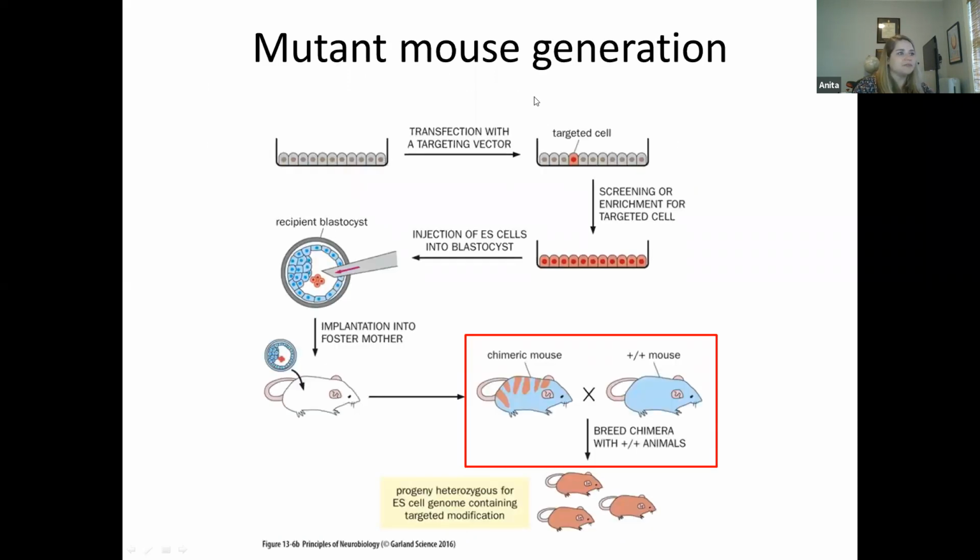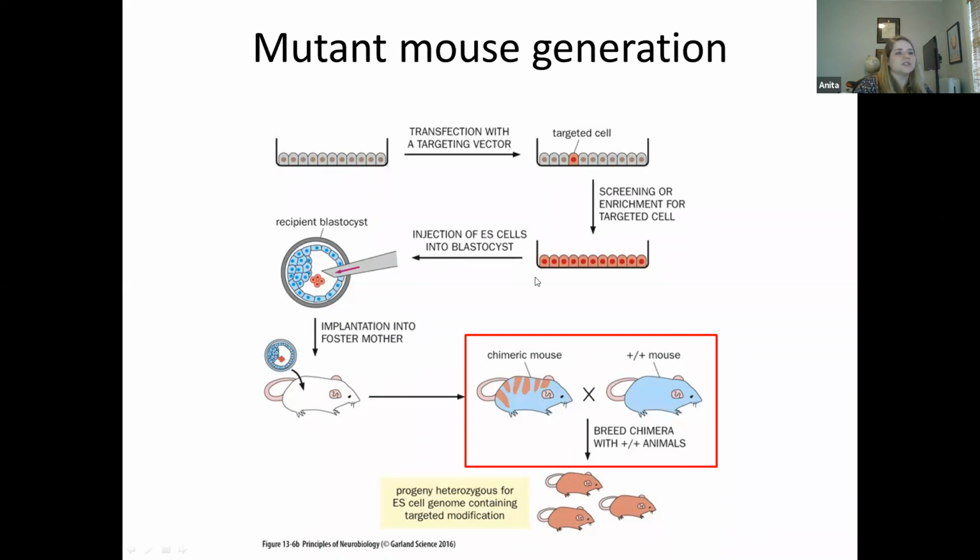So then after you've done all of the stuff you need to do to get your targeting vector into a cell, you screen them with positive and negative selection cassettes. On some of the slides you probably saw neomycin. There are some other resistance cassettes you can put in to either positively or negatively select for cells that have appropriately incorporated your construct. And then once you have selected cells, you can inject those into a blastocyst.